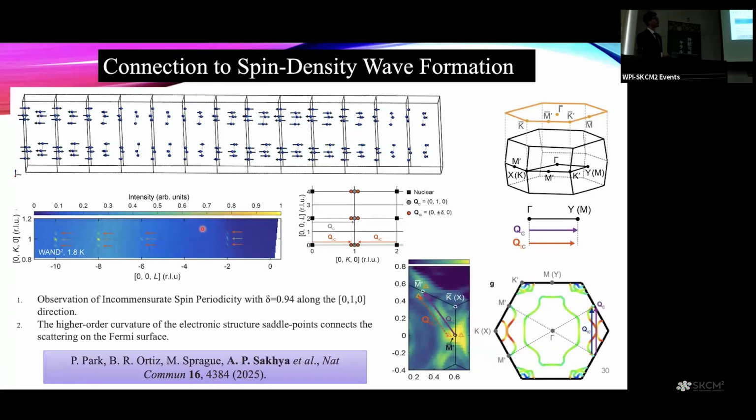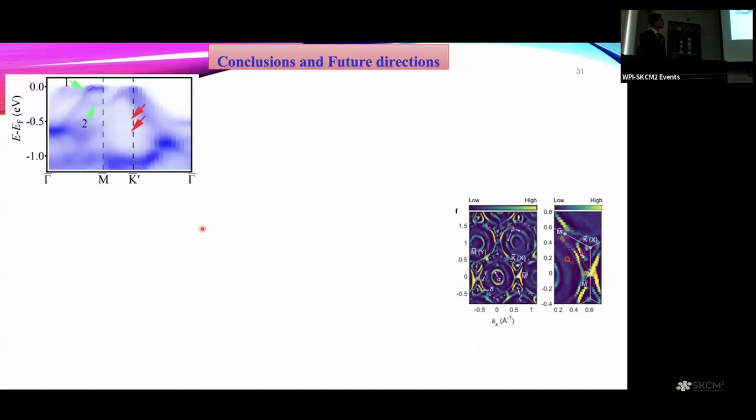Van Hove singularities along the M prime, basically there are 4 M prime points. So there is a nesting along this direction, and then it matches with the neutron diffraction measurement. So basically you can have a coexisting commensurate and an incommensurate nesting vector in this case. So with all of these studies on LnTi₃Bi₄, I would like to conclude today's talk.